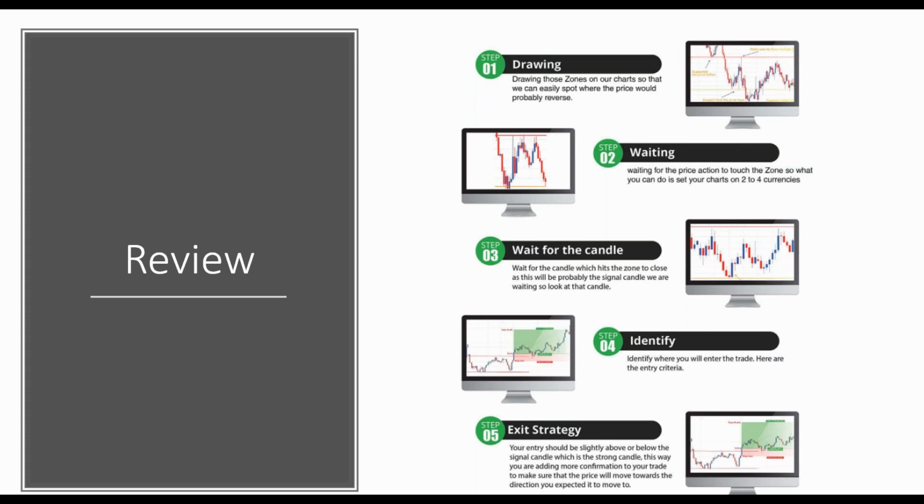Because you'll notice as prices move between the zones, and you're usually looking at the euro dollar, most likely the euro pound is coming close to it, because they're all moving. Cross currencies tend to move with the same, not magnitude, but if the euro is very strong and pushing up, so is it against the crosses. Then we want to wait for the candle which hit the zone to close, as this will probably be the signal candle we are looking for.